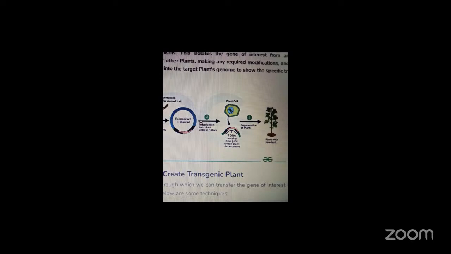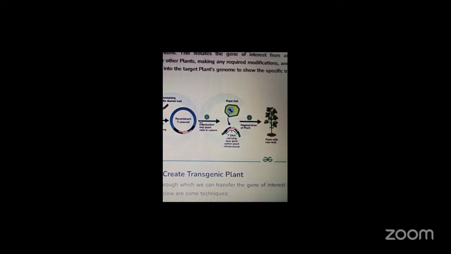Another method is the biolistic method, biolistic transformation. In this technique, gold coated microscopic particles which carry the gene of interest are used. These particles are released using the gene gun and directly enter into the cell nucleus with high speed. With the help of that gene gun only, the genetic material is transmitted to the targeted cells.